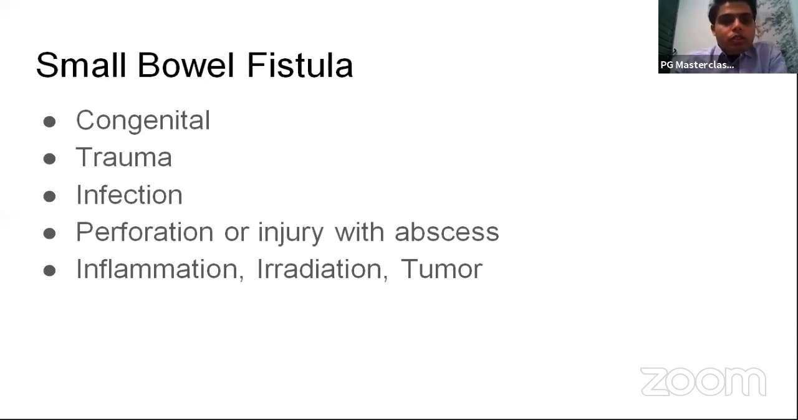The fourth cause is perforation or injury with abscess. These are mainly caused by any perforation repair in emergency surgeries, which in the postoperative course may lead to anastomotic leakage or formation of a localized abscess, which on draining may later lead to gastrointestinal fistula. The fifth causes are inflammation, irradiation, and tumor. In irradiation, tumor and inflammation like Crohn's disease, spontaneous fistulas occur, which are secondary fistulas. The rate of this kind of fistula is around 20 to 25%.